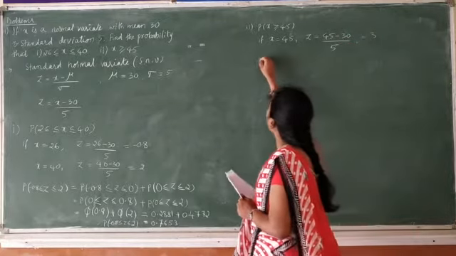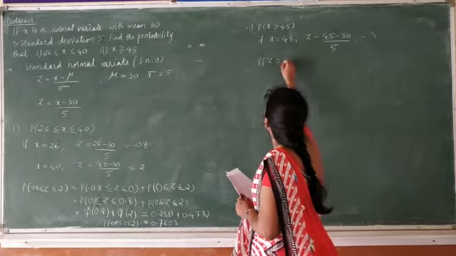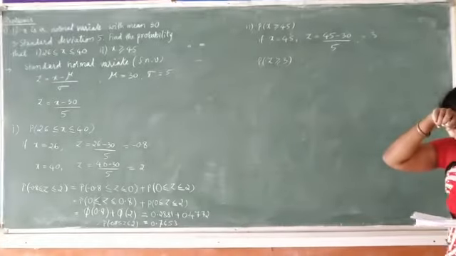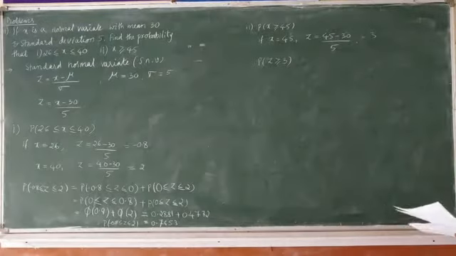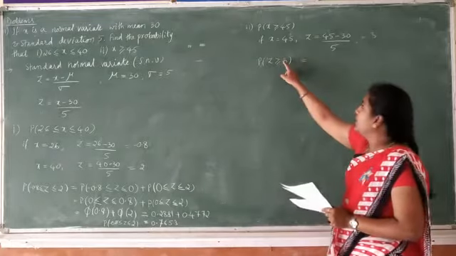Then P of z greater than or equal to 3. Here we need to find, with x equals 45, z equals 3. We need to find the probability of z greater than or equal to 3.